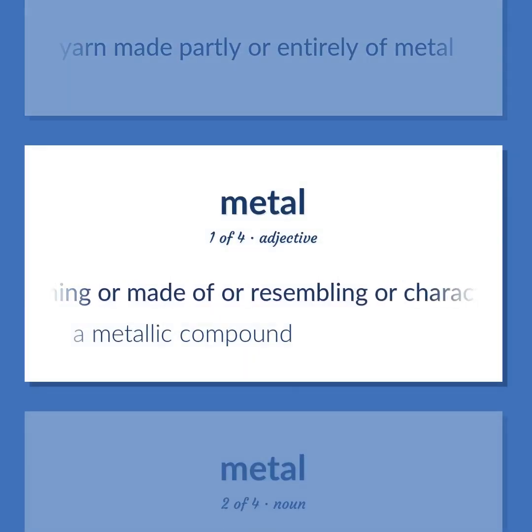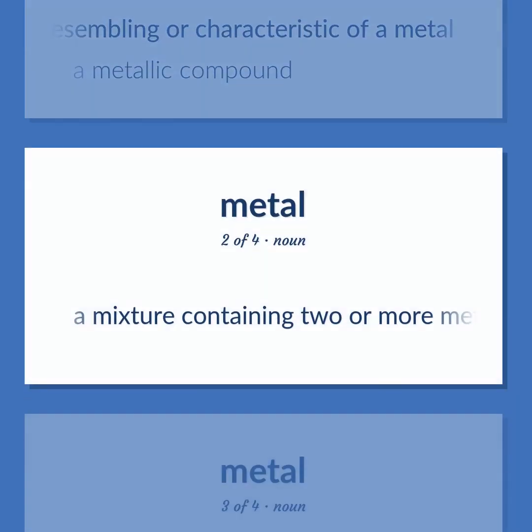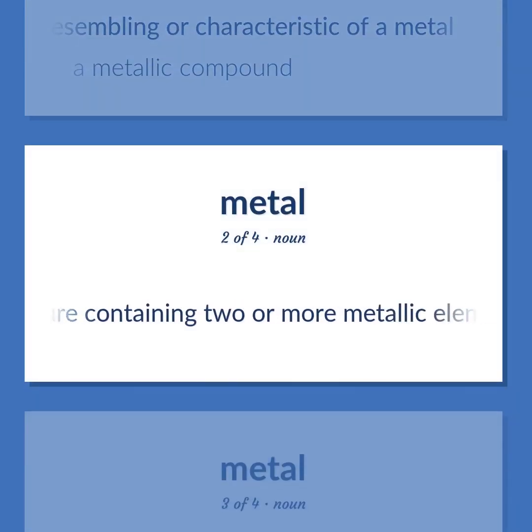Containing or made of or resembling or characteristic of a metal. A metallic compound. A mixture containing two or more metallic elements or metallic and nonmetallic elements usually fused together or dissolving into each other when molten.